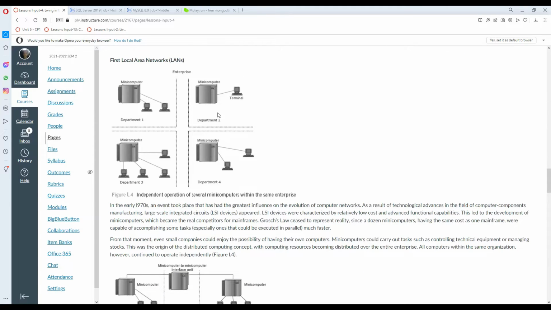This is the first local area network. So notice we have multiple departments under the enterprise.